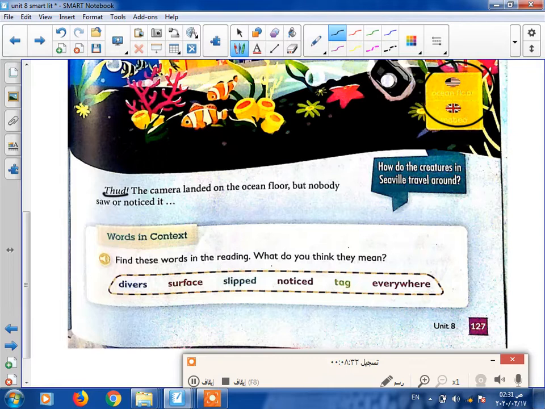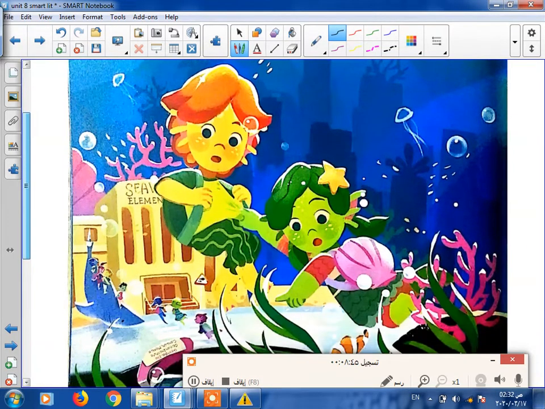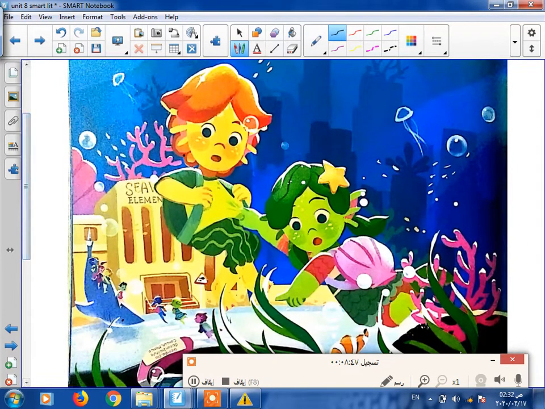So Junior 3, now the camera goes into the deep of the water, but no one can see this camera well. So let's turn the page and see what was happening. Junior 3, can you look at this picture? There are two sisters. They saw the camera. Oh no, yes, they saw the camera. What will happen?